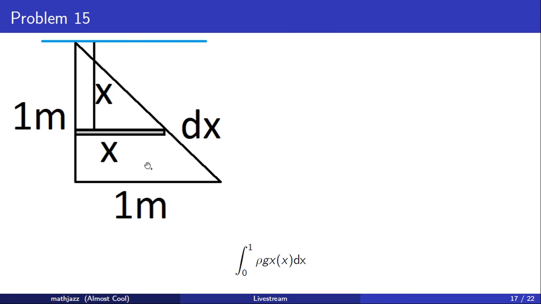So the integral will look something like this. Rho is the density, g is gravity, x is the depth, times x dx is the area of our rectangle. We're integrating from 0 to 1. This is going to give us our hydrostatic force.